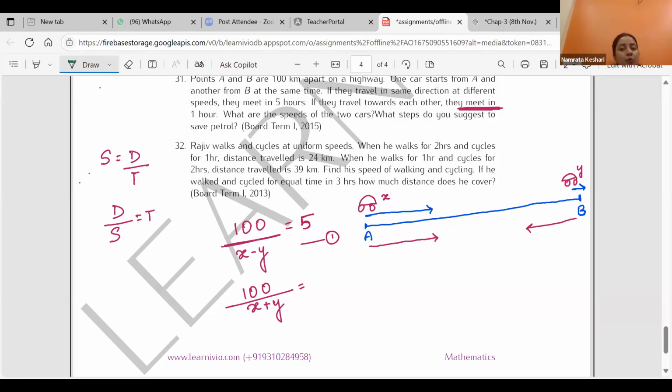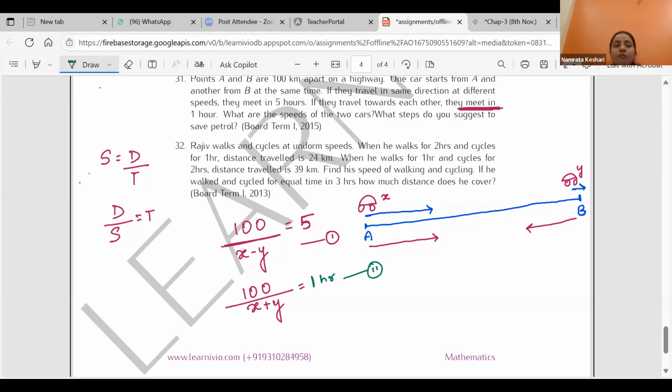Here when both are coming in the same direction, then both together are working so that they will cover this 100 kilometers as soon as possible. And the time taken is just 1 hour. You can see how quickly they are covering. And we are having two equations. We just need to solve these two equations to find the x and y values.